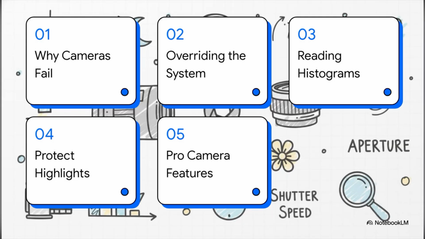So here's our roadmap for This Explainer. First up, why cameras get it wrong. Second, overriding the system. Third, reading the histogram. Fourth, protecting your highlights. And finally, unlocking some seriously cool hidden pro features.